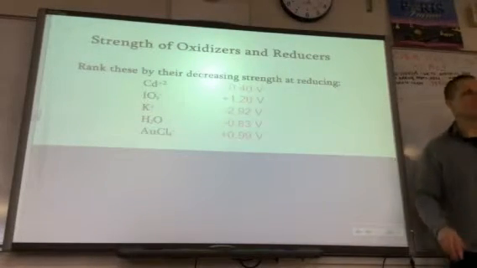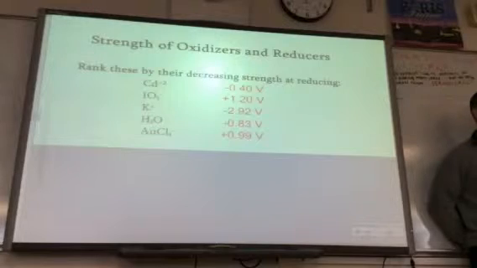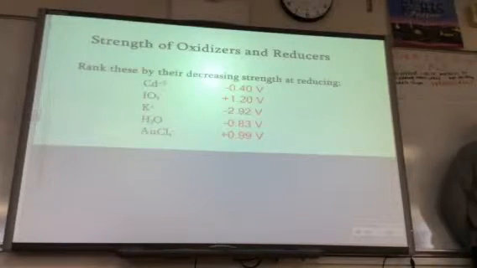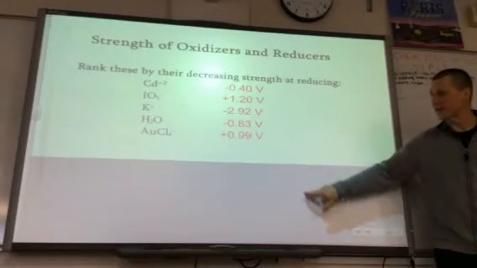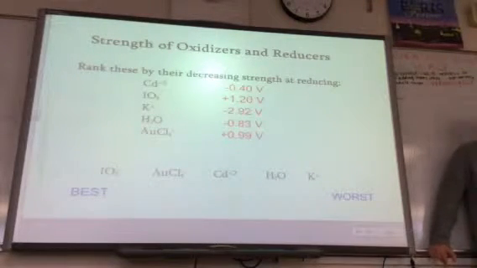Here are the reduction potentials I'm hoping you'll find. And from here, if we want the best at reducing, we'll take the most positive reduction potential. Down to the worst at reducing would be the most negative reduction potential. So ordering them should go like this.